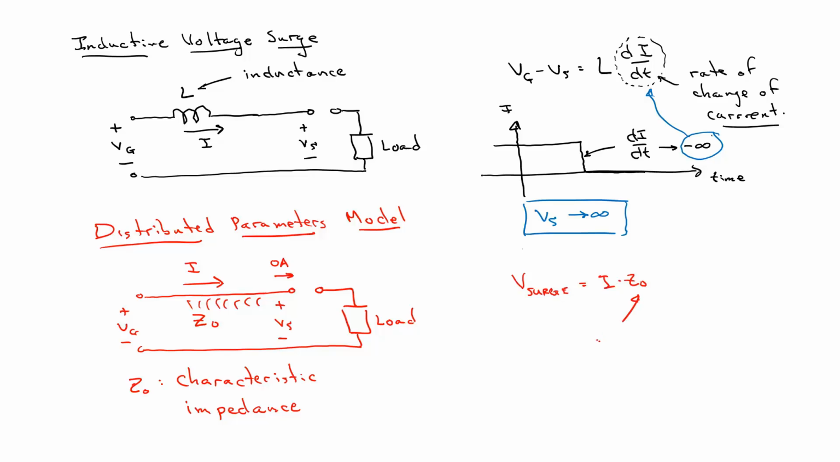Z0 is usually a fairly large number, so this can be a large voltage, especially if the current's high. However, it's still a useful number. I can design a circuit to withstand a high voltage, but I can't build anything that withstands an infinite voltage.